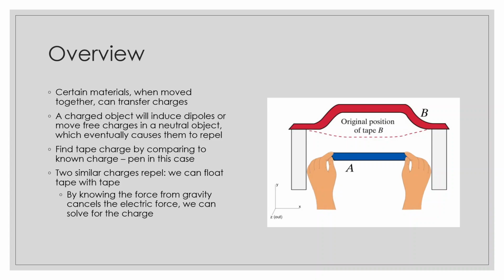In this lab, we can verify this charging has occurred because bringing a neutral object near a charged object will cause the two to attract, and two likely charged tapes will repel. We find the sign of the tape's charge by comparing it to a known charge, in this case a pen, which we know is negatively charged, so we'll see how they interact. Two tapes, like I said, will repel.